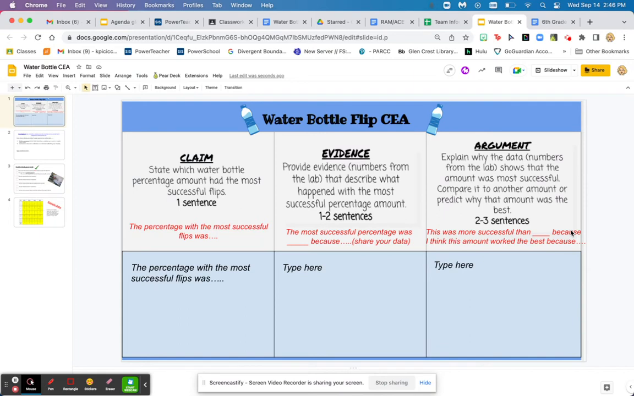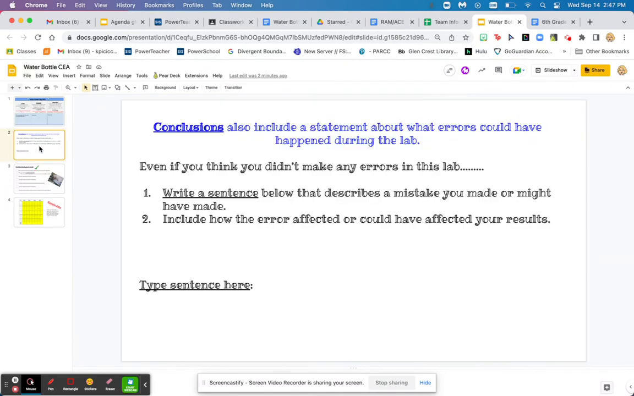Sorry about that. This was more, or 100% was more successful than 75% because, and then include and talk about your data. Okay, that would be an example of what you could do. Or you could use the second sentence. I think this amount worked the best because, and explain why you think that percentage was the most successful compared to something else that didn't work as well. Okay, so throughout all of these, you need complete sentences. You need to follow the directions and look at the comparison or look at the description to determine what you're going to do. When you're done with that, go to the second screen.